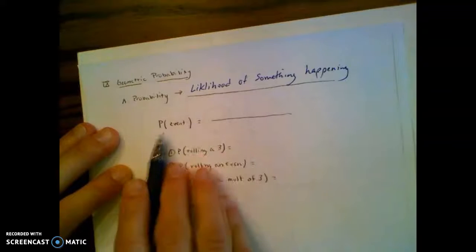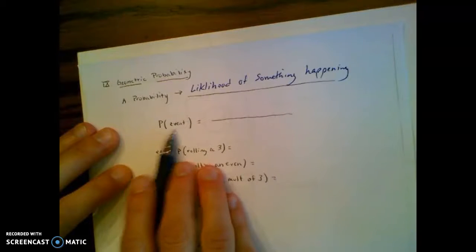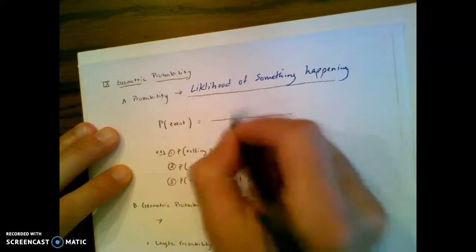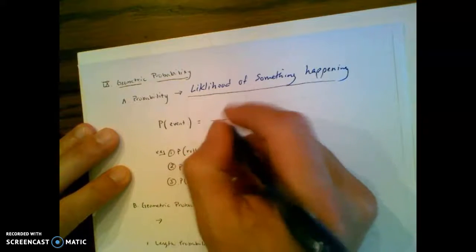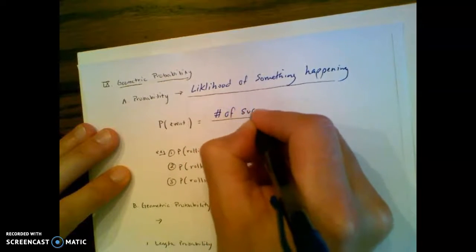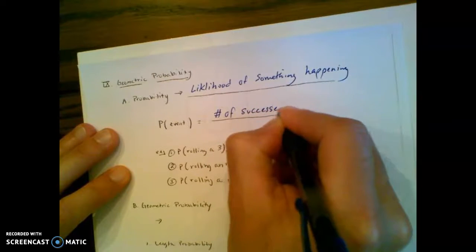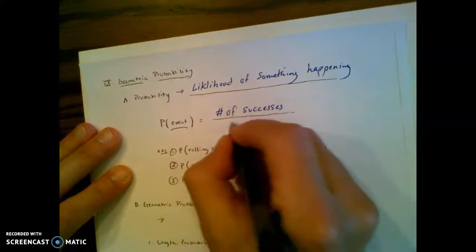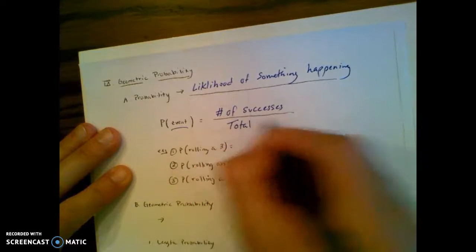It has a formula, and so the probability of some event is kind of the way it's written. Probability of some event is equal to a fraction. In the numerator of the fraction, that's the number of successes. Whatever the event is, this is the number of ways that this event can happen. In the denominator is the total number of things that can happen.